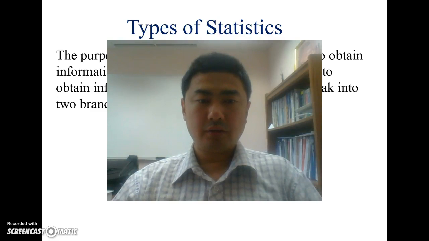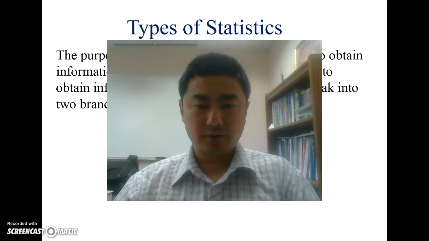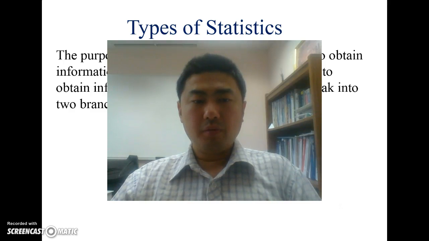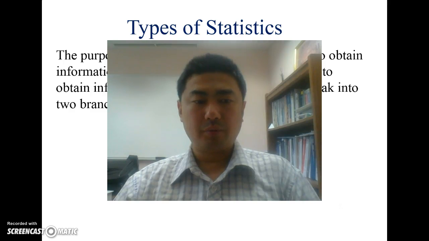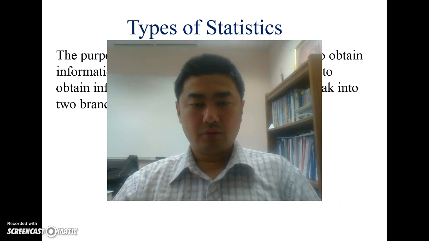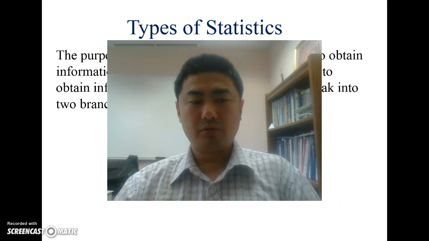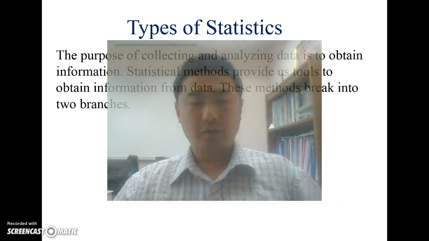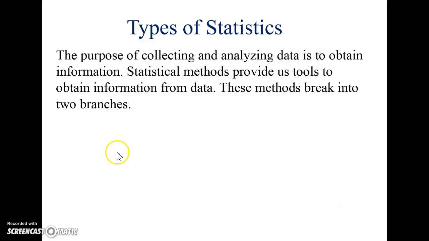Okay, next, let's continue with the types of statistics. The purpose of collecting and analyzing data is to obtain information. That's what we said before. We want statistical tools to help us understand the ideas of the information. And normally, we are going to break them into two branches. And here are the two branches.